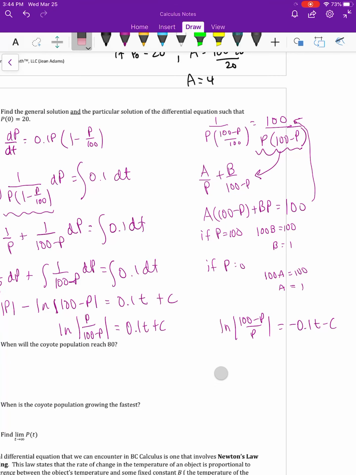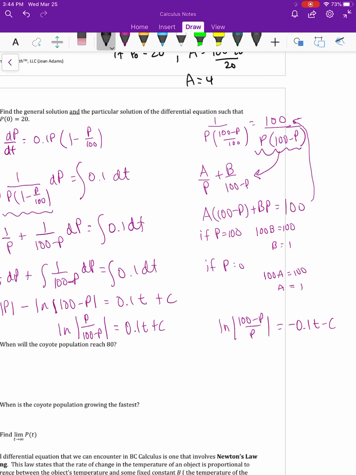And then e to the power on both sides. I think you guys will be okay if I just do, actually let me do it in black, e to the power, e to the power. And then this becomes (100 minus P) over P equals e to the negative 0.1t times e to the negative C.